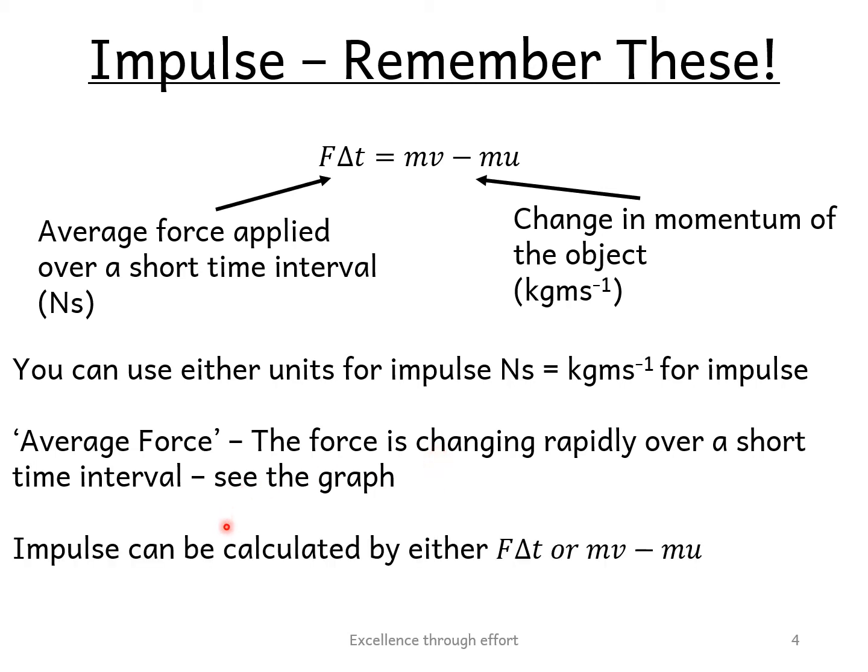Final bit is that impulse can be calculated by either F delta T or mv minus mu. So remember this equation here, that equal sign tells us that this thing here is equal to this thing. Now, by the same argument, we can use this to calculate the change in momentum. We can also use this to calculate the change in momentum as well. And this is going to be a very key part of how we solve impulse questions, as you're going to see later on.